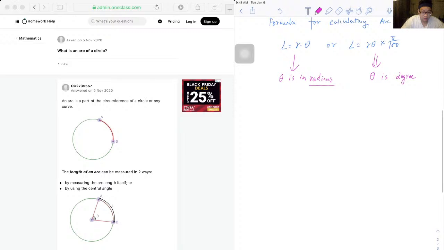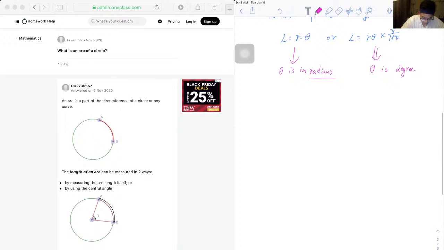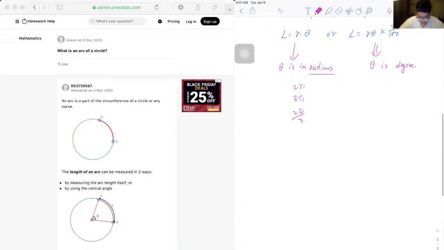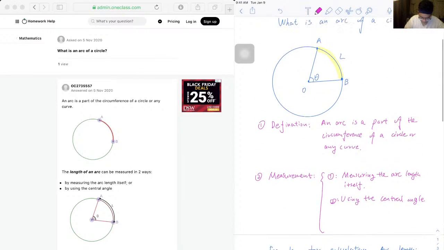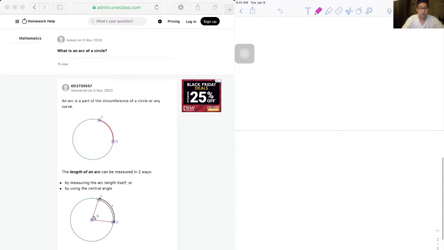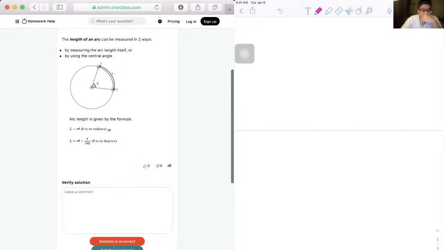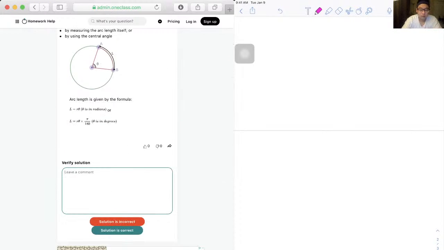So radians just means anything related to pi. So let's say 2 pi, 3 pi, 2 pi over 3. And for theta is in degrees, it just means like 30 degrees, 60 degrees, or 45 degrees, something like that. Okay. Yep. So I think that's all we got for this part. Yep. So let's leave a comment. Okay. So solution is correct. Well done.